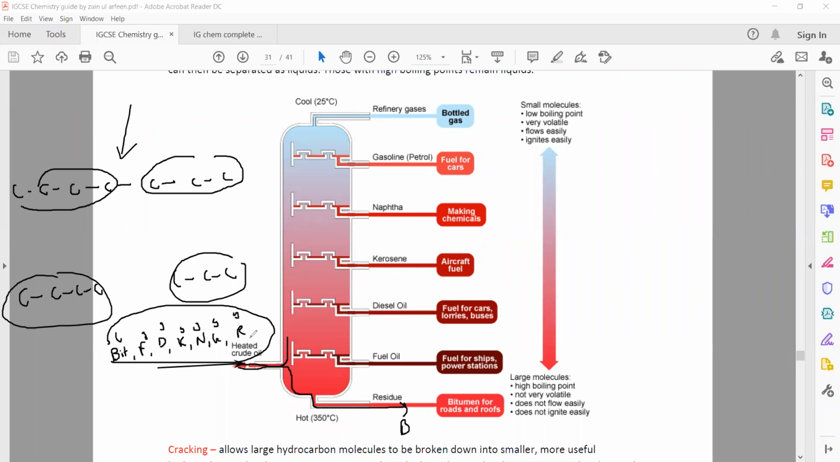So all the fractions will rise. As the fractions are rising, they lose energy, and as they lose energy, at their boiling temperature they will condense. Condensation means when a vapor changes into liquid. The first one which condenses is the fuel oil, but the remaining fractions will rise. As they rise, they also lose energy and condense. The second fraction which condenses is diesel oil, then the third is the kerosene oil, then naphtha will condense, then gasoline will condense, and the fraction which does not condense is called refinery gases, a mixture of butane and propane. So at different temperatures, as the molecules rise, they lose energy, so they condense at different temperatures.